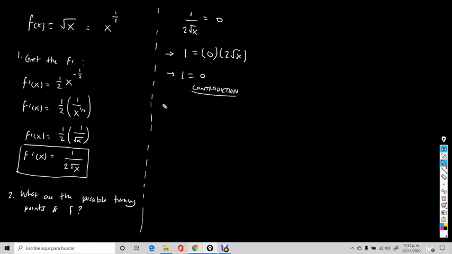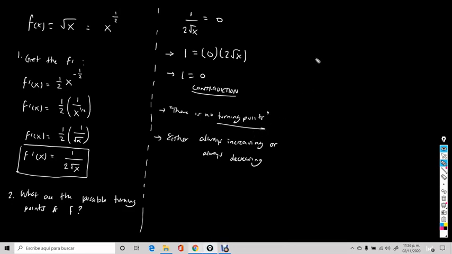So basically, the mathematics is telling you there are no turning points. And that's it, guys. There are no turning points. So what that means is that my function is either always increasing or always decreasing. It only has one type of behavior. It doesn't have turning points.